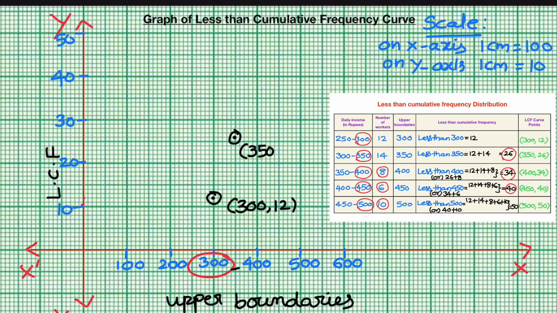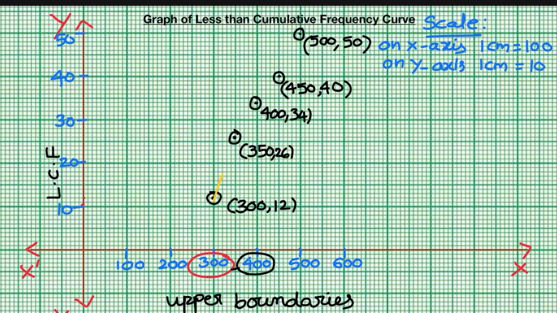Next I plot the third point at 400, 34. Fourth point at 450, 40. Fifth point at 500, 50. Now we have to join all these points. This curve is called the less than cumulative frequency curve.